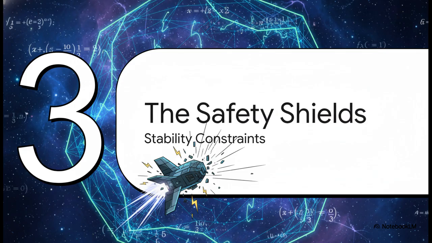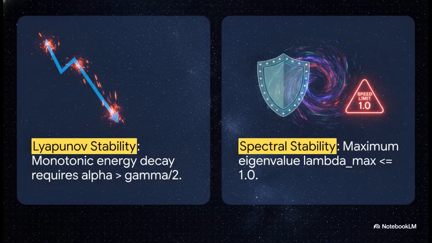Section 3. The safety shields, stability, and spectral constraints. But here's the thing. Thrust means literally nothing if the ship tears itself apart. We have 2 absolute non-negotiable rules for survival in this space. First, we have the Lyapunov stability condition.